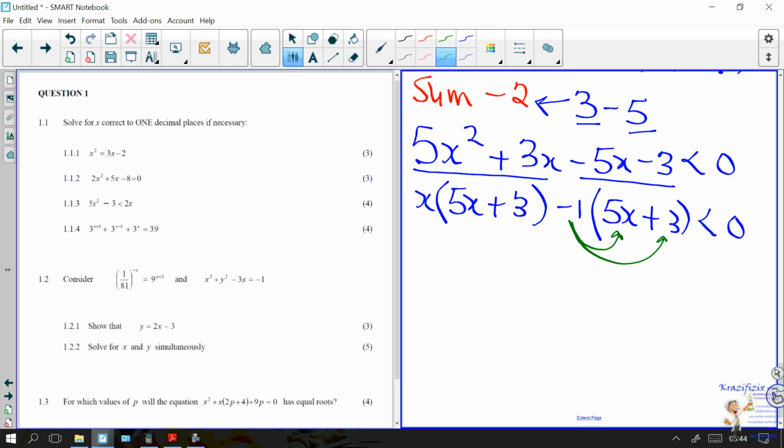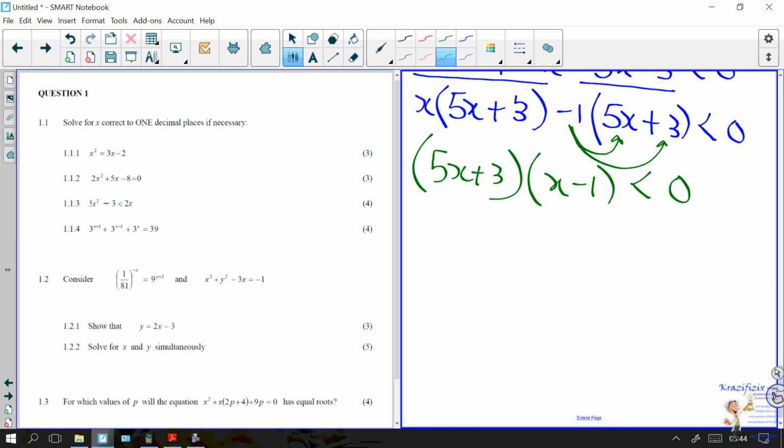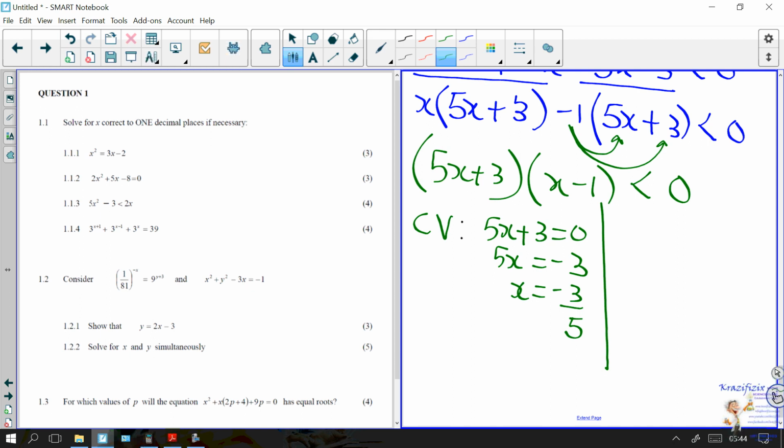Now, what's common to both sides? You have 5x plus 3 common, all right, and then x minus 1 is left behind, less than what? 0. This is where we quickly talk about our critical values. In getting your critical values, this is what you do. 5x plus 3 equals 0. 5x equals negative 3. x equals negative 3 over 5. That's the one critical value.